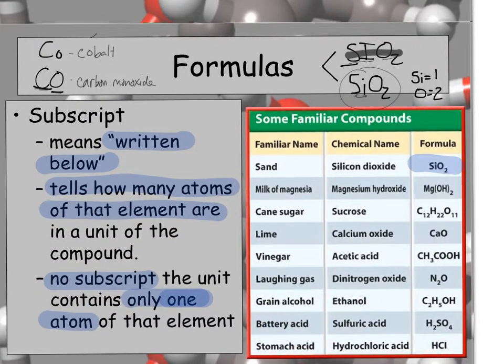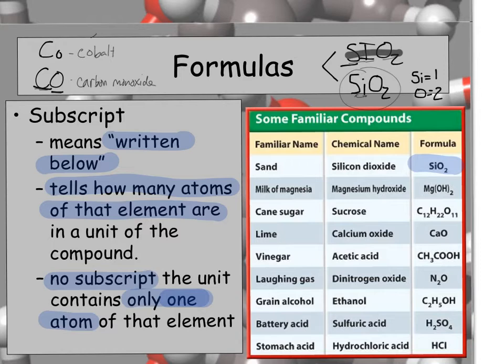A subscript is written below. Think of a submarine, sub-level, whatever you've got to think. Subscript means it's written below, because we are going to write superscripts also later on, but a subscript, like a submarine, goes below the water. It's written below. That will tell you how many atoms are in each element of a compound.